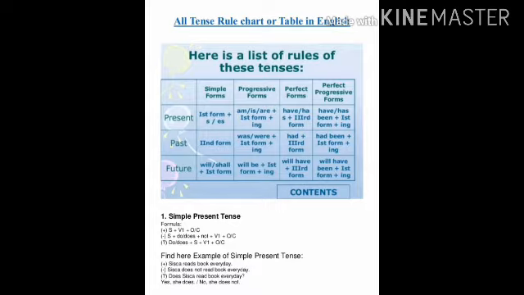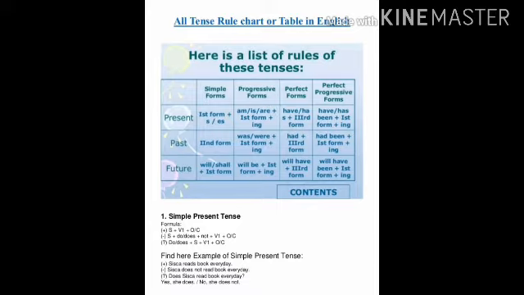Hey students, now I am going to make you understand these tenses by the chart. In this chart, all 12 tenses are given. Simple present tense and the formation of it, like first form plus s or es. Next is present continuous tense, in which is be plus first form plus ing.